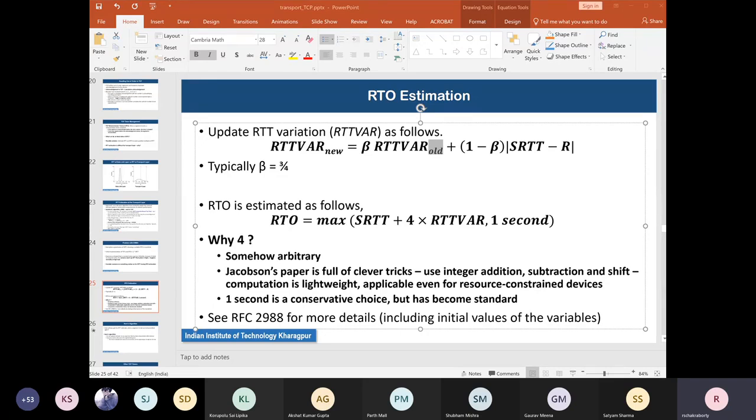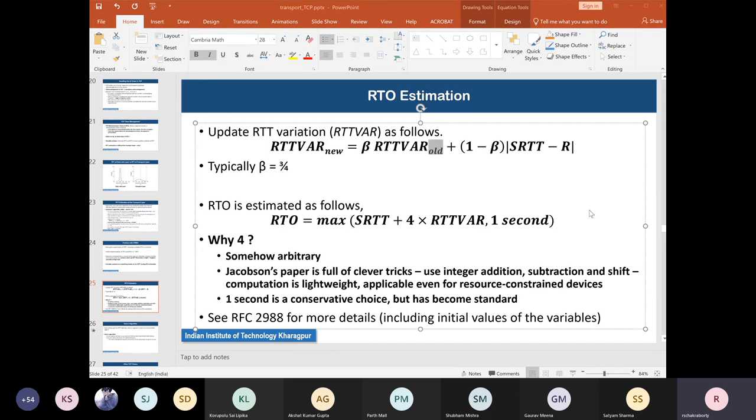These choices of the parameters 7/8, 3/4, then 4 times RTT var, and this absolute value of SRTT minus R, are used instead of performing a variance calculation and then taking a square root to calculate the standard deviation. All this lets these be implemented quite easily using a few machine instructions. Finally, those of you who have taken computer architecture would appreciate how easy it is to perform this.